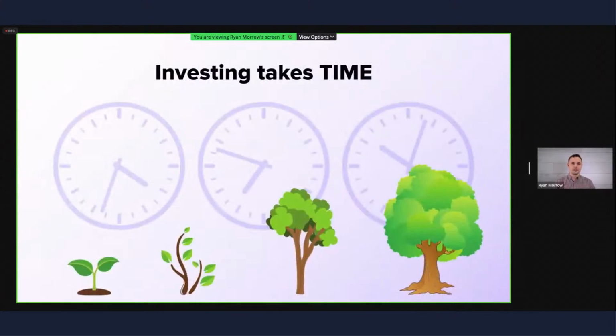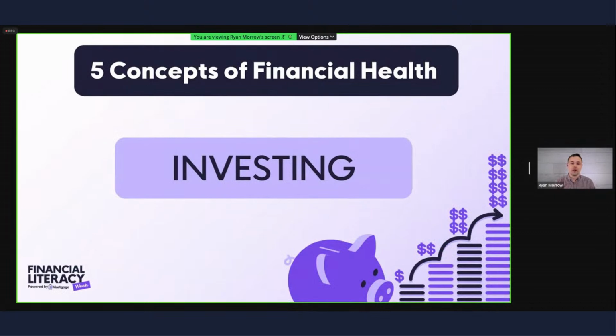All right. Next is investing. Speaking of, this is essentially saving for later. So that brings us to our fourth concept, which is investing. Investing is all about the long game. So consider it another form of saving, but with more emphasis on money that isn't used until much later on.